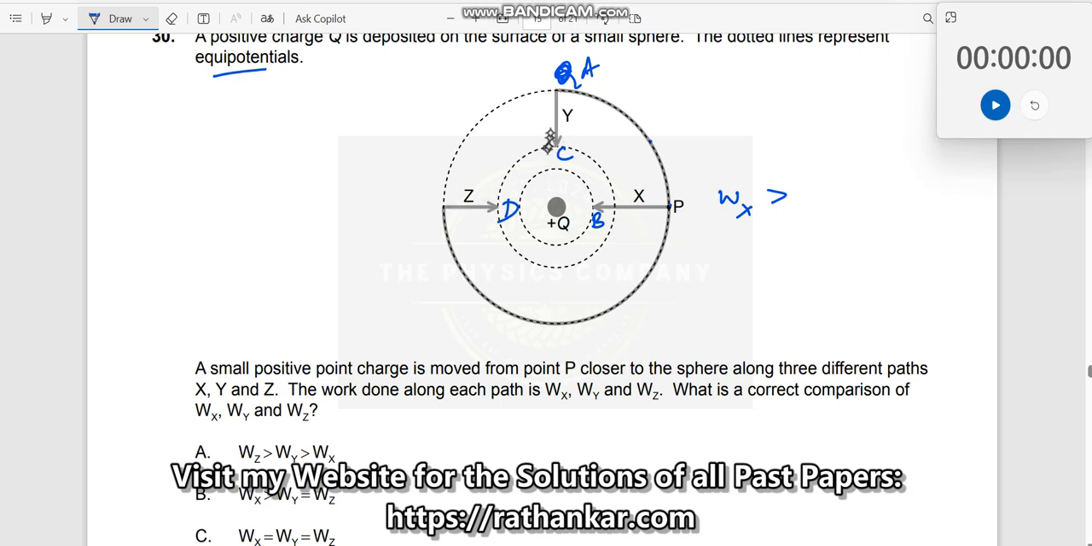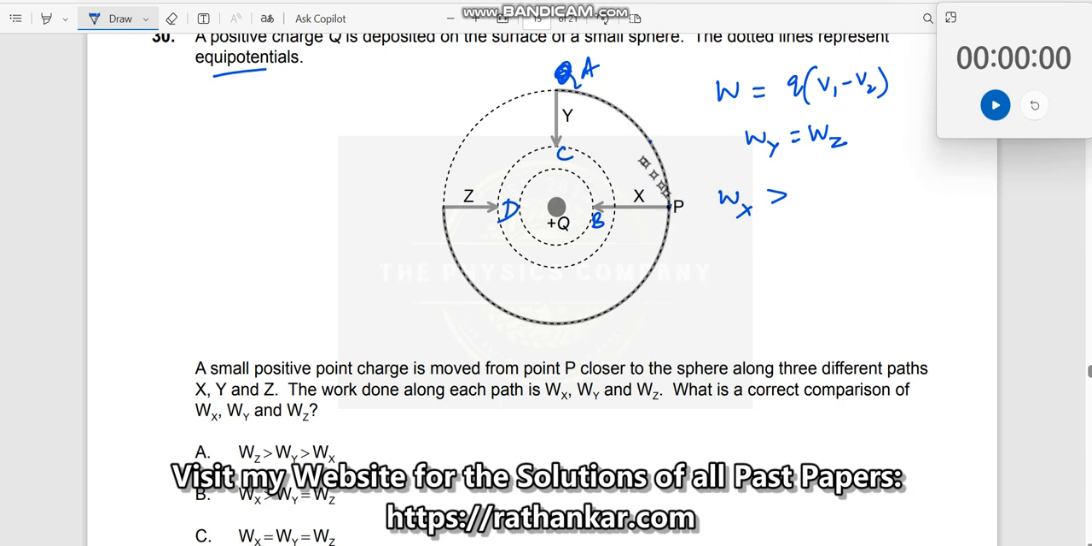Why is potential difference important? Because you know work done is given by Q into delta V, or V1 minus V2. If I consider this as V1 and this as V2, V1 minus V2 will be the same for Y and Z, and as a result, Wy will be equal to Wz. The work done by the particle moving along this path is the same as along this path. You may think, you are describing only a quarter circle here, half a circle over there.